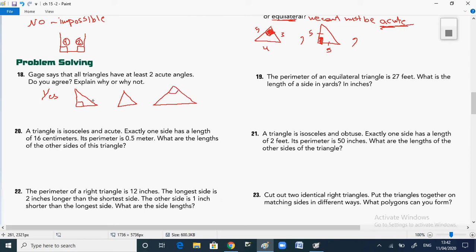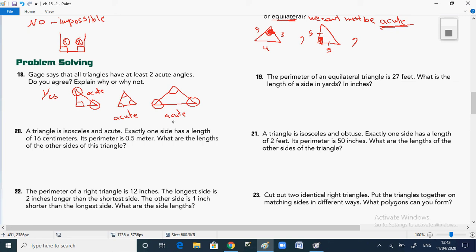The first one here and here, acute. All of them are acute. This is for right, must have at least two acute. For equilateral, all of them are acute. And for scalene, I have one, two acute.